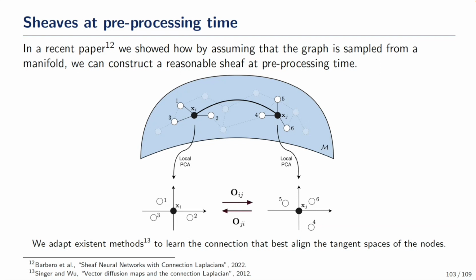So if you assume your graph comes from a manifold, then essentially you can use some existing tools for building connection Laplacians from this paper that we adapted for graphs. You find these transport maps between vector spaces that best align your tangent spaces, and these tangent spaces are given by doing some PCA in that local neighborhood.